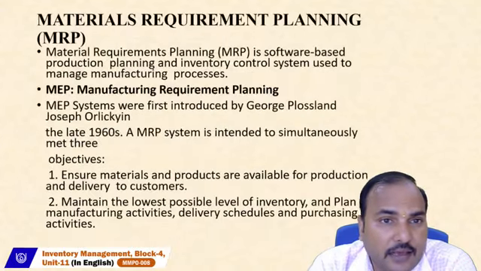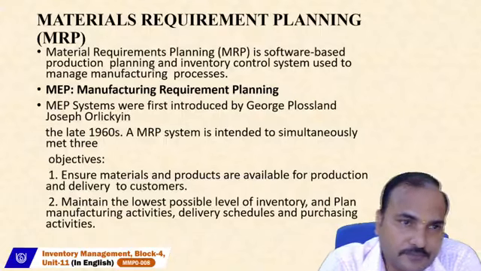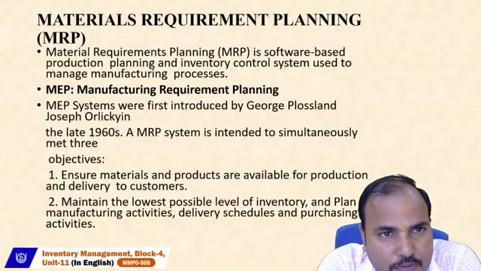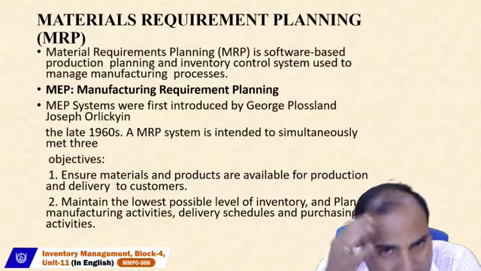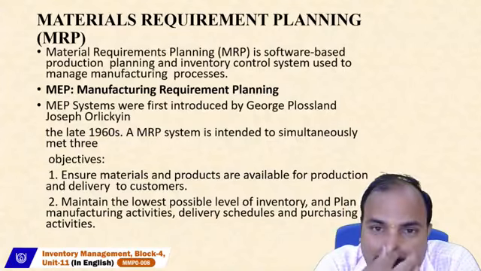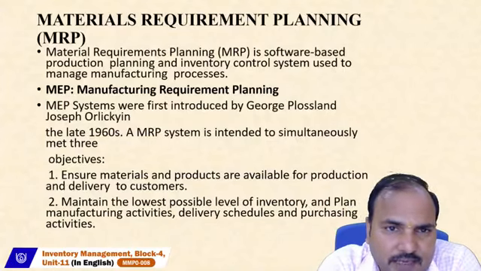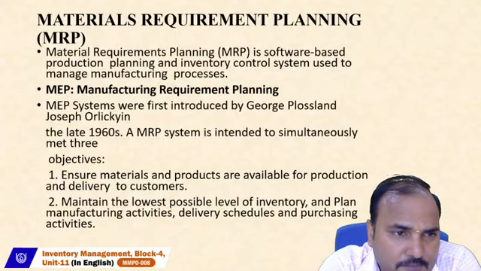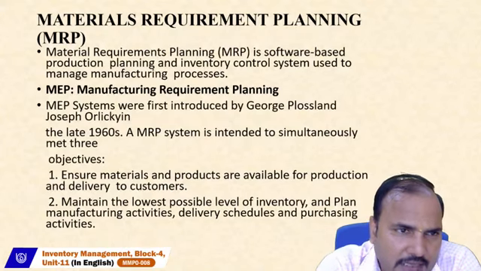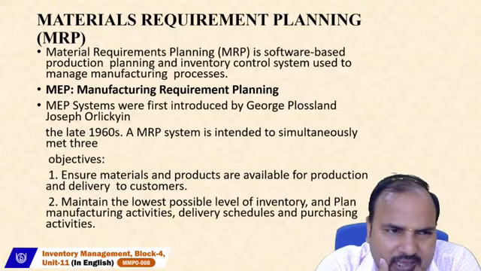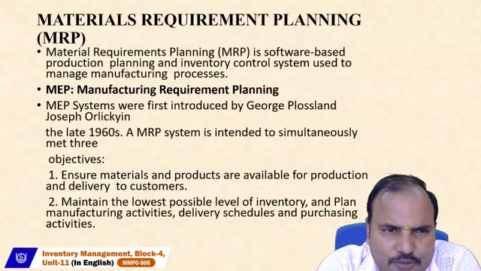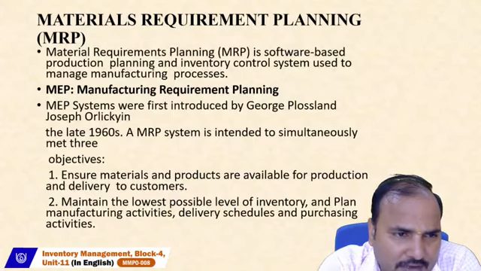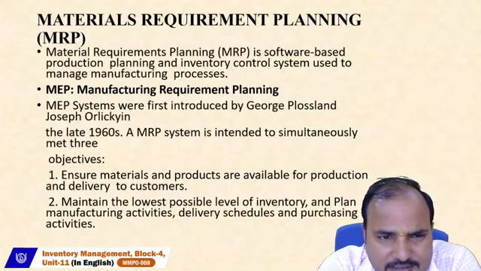And after that, we will discuss materials requirement planning. Materials requirement planning, or MRP, is a software-based production planning and inventory control system used to manage the manufacturing processes. MRP systems were first introduced by George Plossl and Joseph Orlicky in the late 1960s.